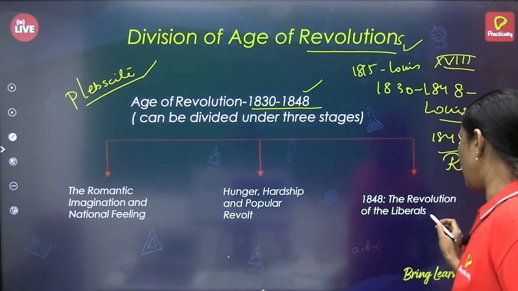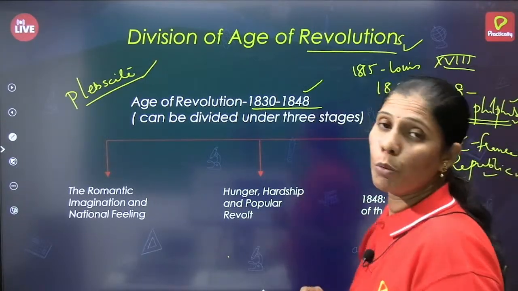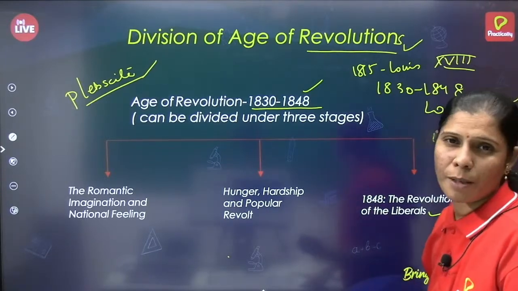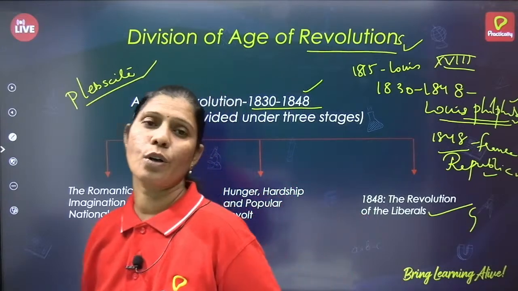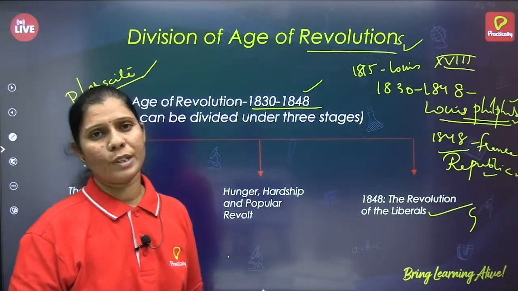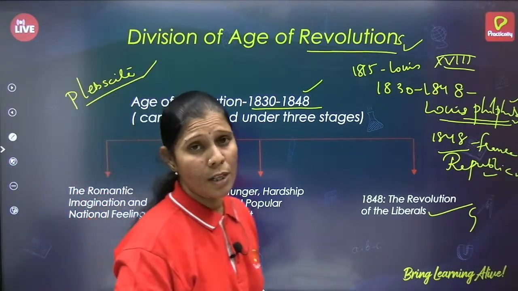Okay, so many liberal revolutions also took place during this movement, like one example is Greece. Even Belgium, which was under the control of the Netherlands, was given to the Netherlands. So there also they strived for independence, but they were unable to succeed.